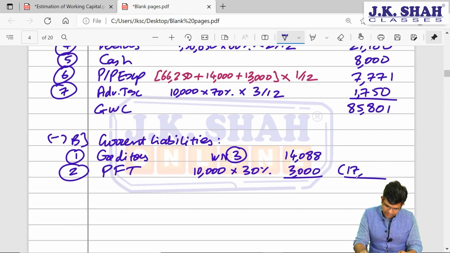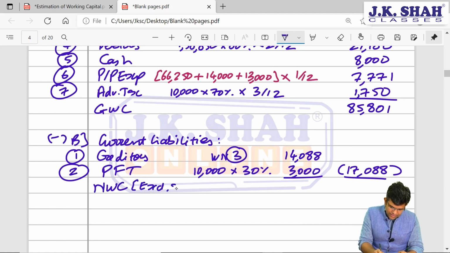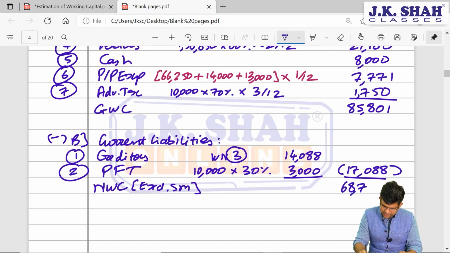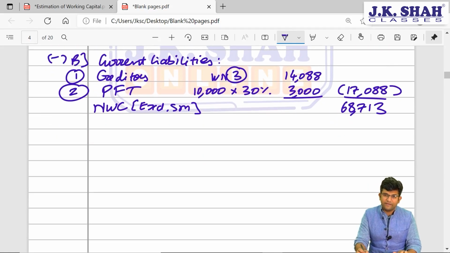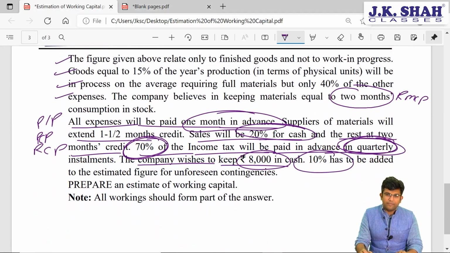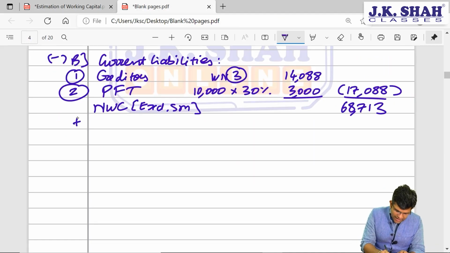therefore students will come to 17,088, and we get the net working capital excluding safety margin as 85,801 minus 17,088, correct, we get it as 68,713. How much is the safety margin they're asking you to add? 10% has to be added for unforeseen contingencies. So we add safety margin at the rate 10%.